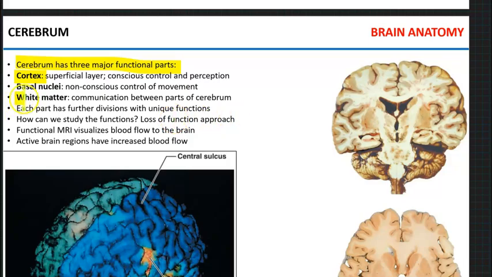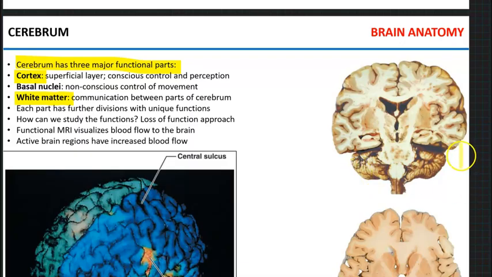Deeper to the cortex is white matter. White matter is white due to the vast presence of myelin. And myelin, as you may remember, covers axons of neurons. The role of axons is communication. So whenever you see white matter, you are looking at the structures that allow different parts of the brain to communicate between each other.